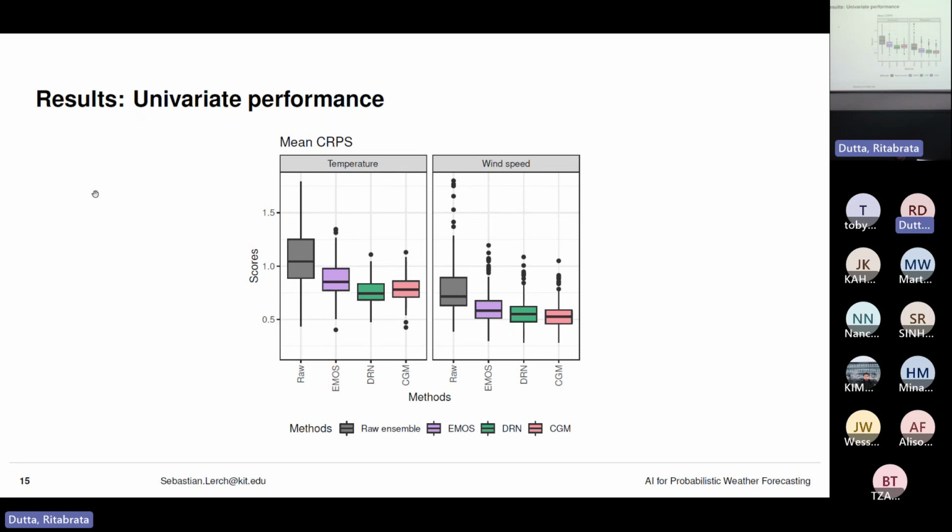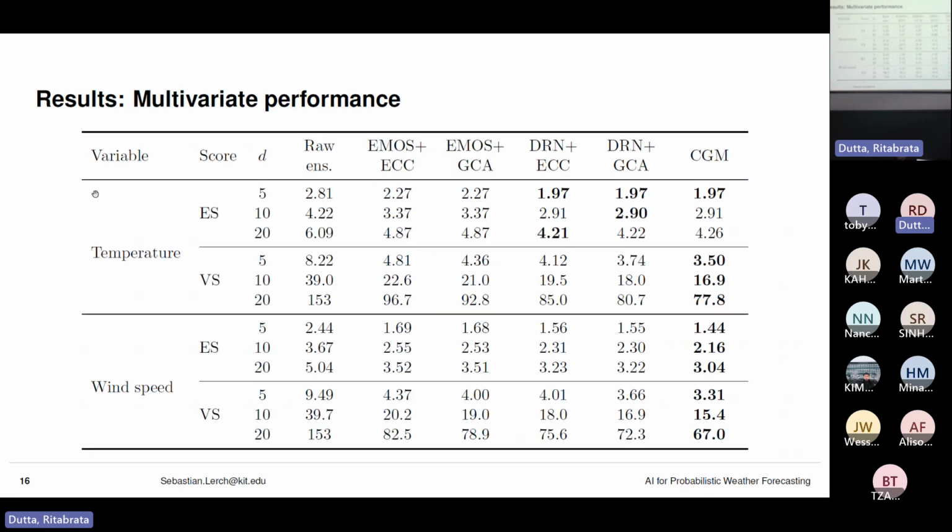But for wind speed, we're actually doing even slightly better than using this neural network-based post-processing model. So overall, our model that is not at all tailored to making good univariate forecasts also produces at the very least reasonable univariate forecasts. But we are, of course, more interested in the multivariate performance.